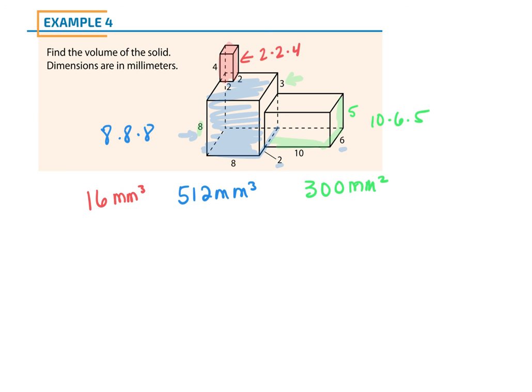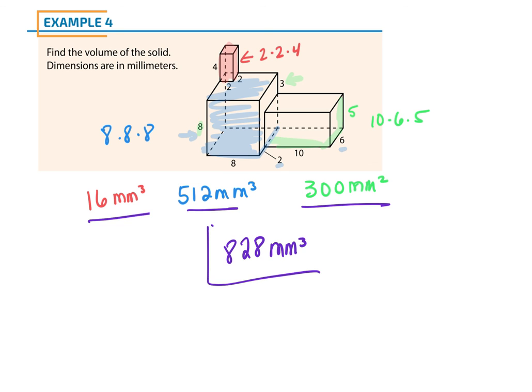And so when I add all of these up, the 512, the 16, and the 300, I'm going to get 828 cubic millimeters. And so when you have composite type figures, you just do them individually and add up your volumes. That's just the theorem there: if you have a composite figure, just like with areas, you could do the individual areas and add them. You can do the individual volumes and add them.